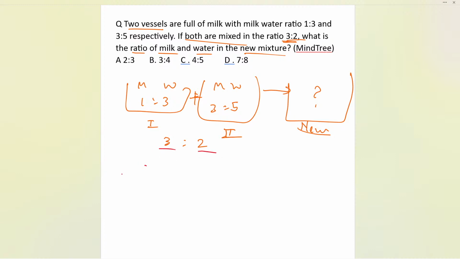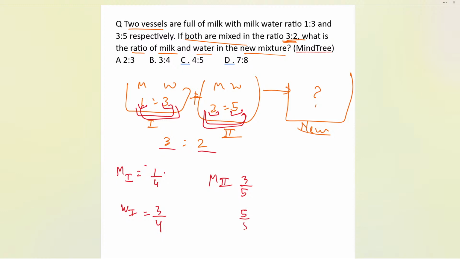Let us write the milk quantity in fractional form. In the first vessel, milk is one part out of total four, 1/4. Water in the first vessel is three part out of total four, 3/4. Similarly, milk in the second vessel is three part out of five, 3/5. And water in the second vessel is 5/8. Now we are going to mix in the ratio 3:2.